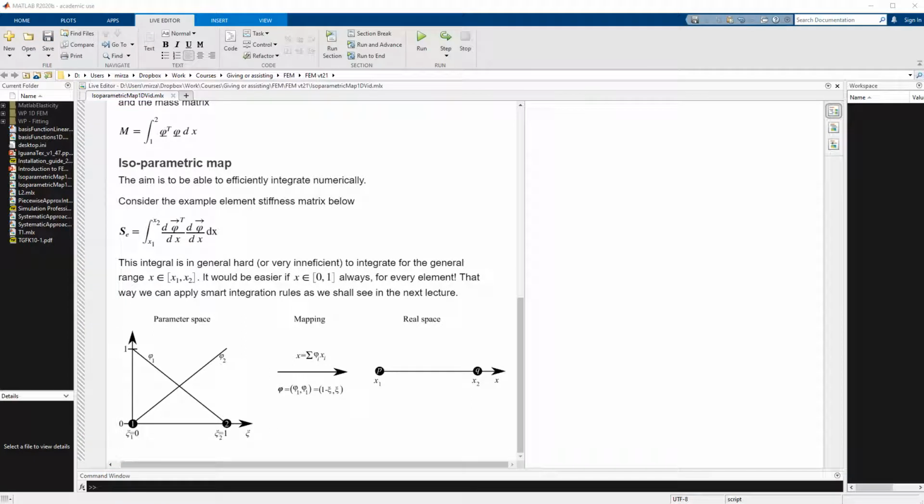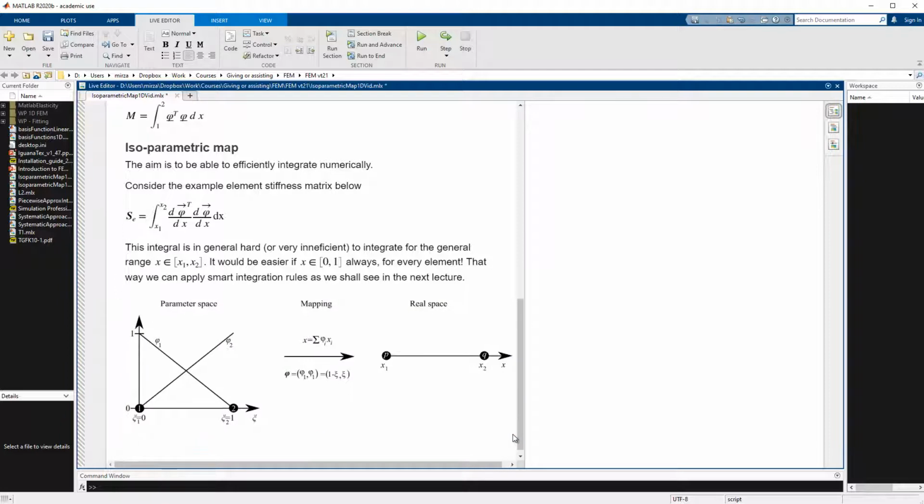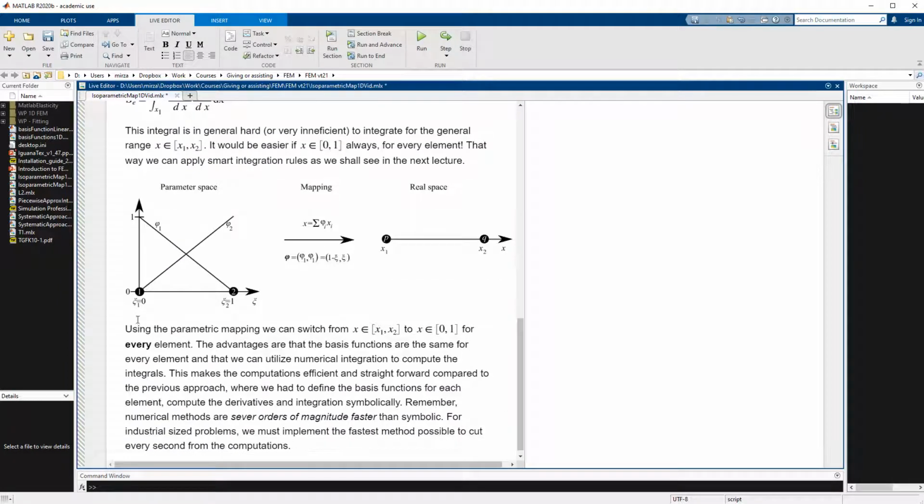So now this is a bunch of text. I'm just pasting it in so you can view this later and read it and use it as a lecture book or whatever. So using the parametric mapping, we can switch from the general coordinates x1 and x2 to 0 to 1 always for every element. And the advantages are that the basis functions are the same everywhere, and we can utilize numerical integration to compute the integrals. And we will look at that in the next lecture.